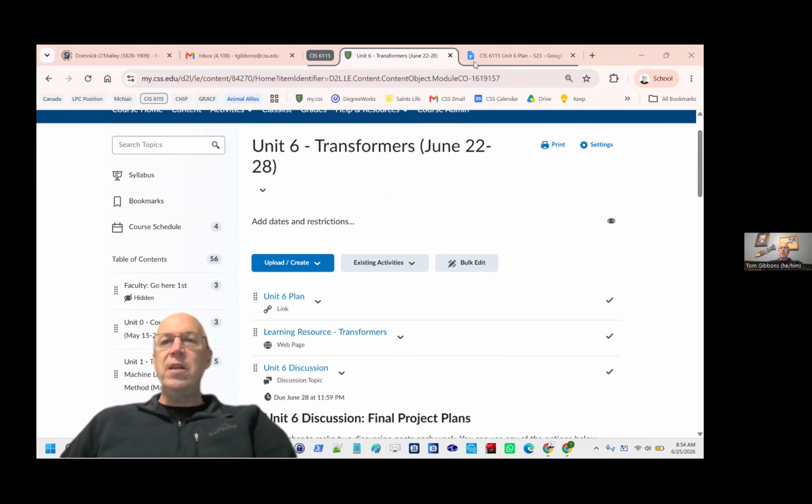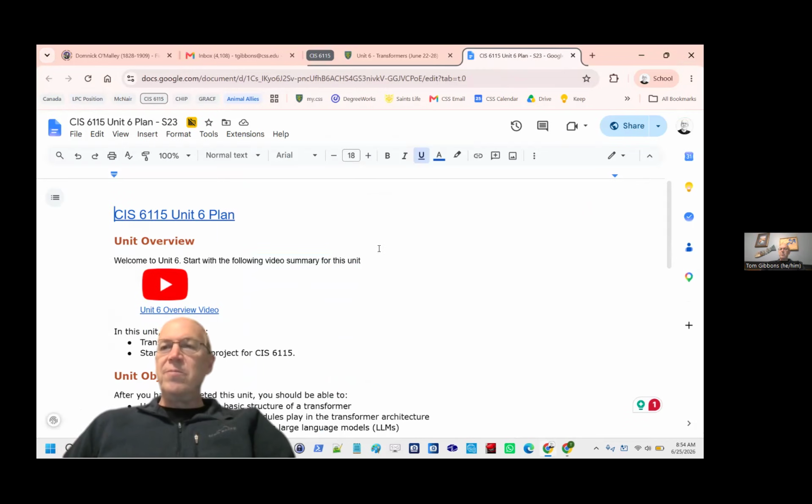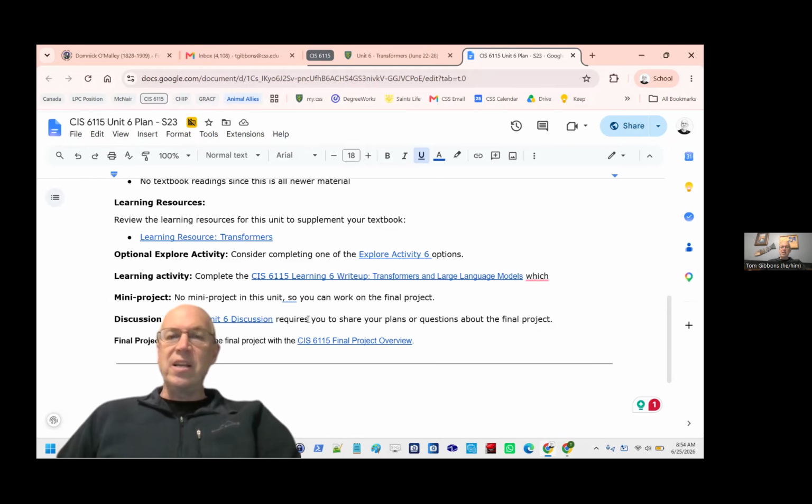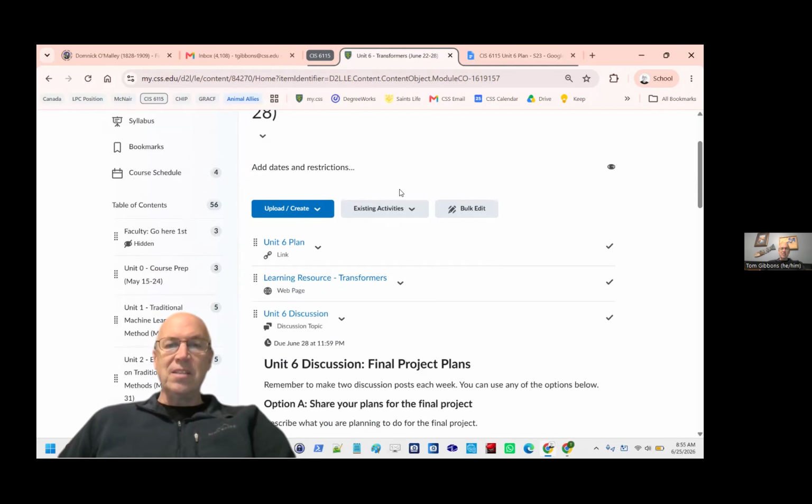So, if we look at the unit plan, we're trying to simplify things a little bit because we're working on the final project, or starting the final project. So the last part here is a link to the final project overview, which you should be working on this week here. And also the week 6 discussion is talking about your plans for the final project and sharing ideas for the final project. So all this stuff is final project stuff. We have some learning resources, an optional explore activity, and then this, what I consider kind of fun and light learning activity. So let's look at this here.